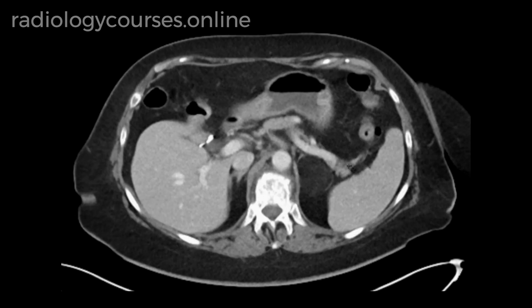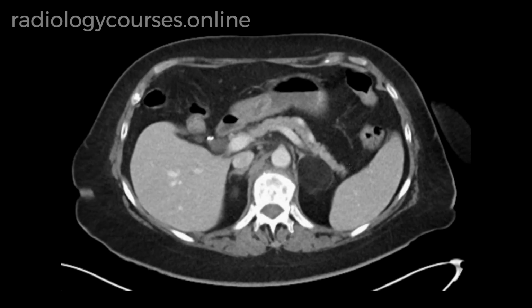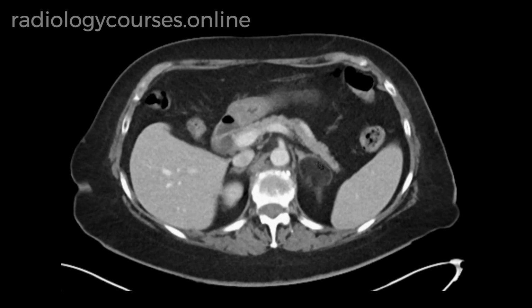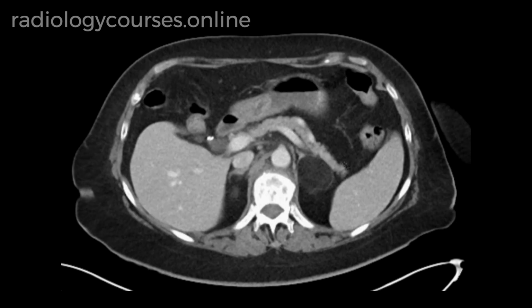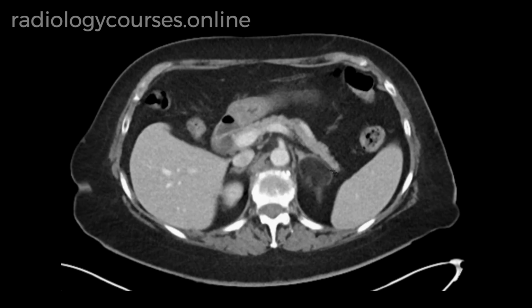What we see here is a well-defined, ovoid-shaped, homogeneous low attenuation area. We can take measurements in its transverse, its AP, and, on the coronal reconstruction, craniocaudal axis. The most important bit is to measure the Hounsfield units, which is minus 75 Hounsfield units in this case. There are no solid components. There is splaying of the limbs of the adrenal gland, and the margins are thin, smooth, and hardly measurable.